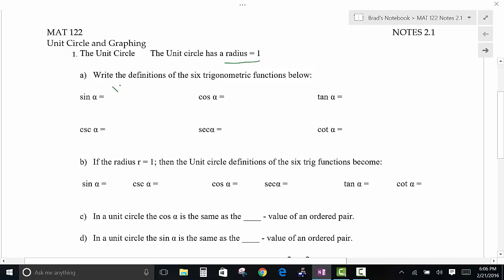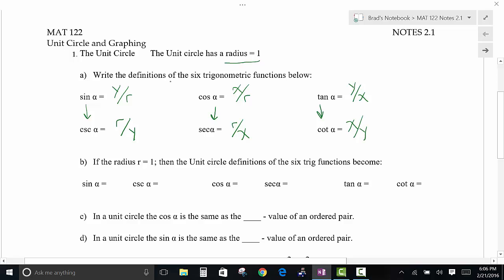We've already learned that the sine is y over r. We've learned that the cosine is x over r. The tangent is y over x. And then we know the reciprocals. The sine and cosecant are reciprocals, so that's r over y. The cosine and the secant are reciprocals, so that's r over x. And the cotangent is the reciprocal of the tangent, so that becomes x over y.